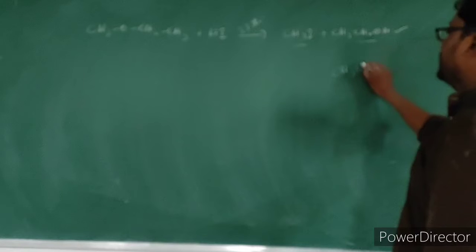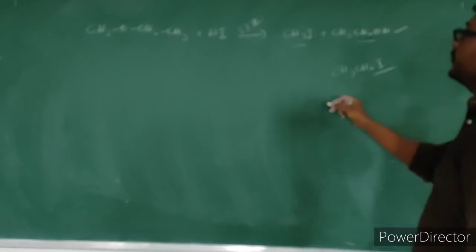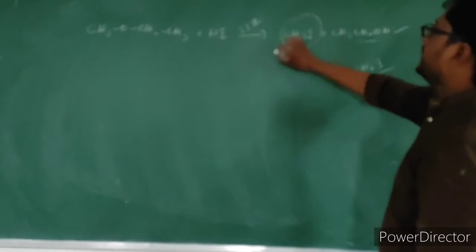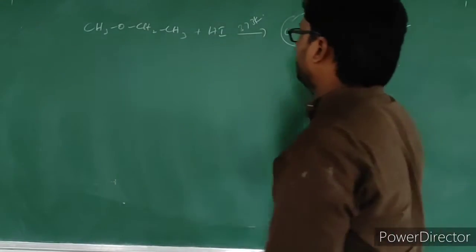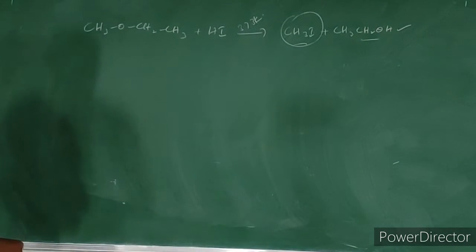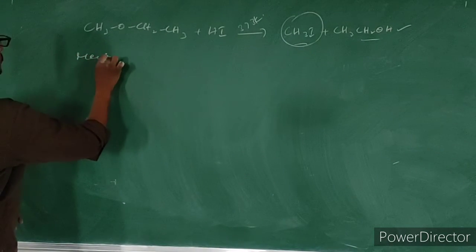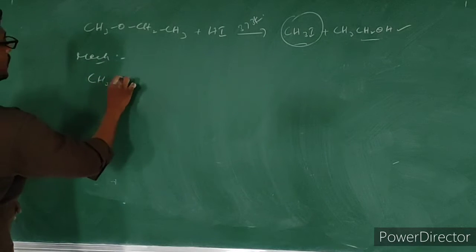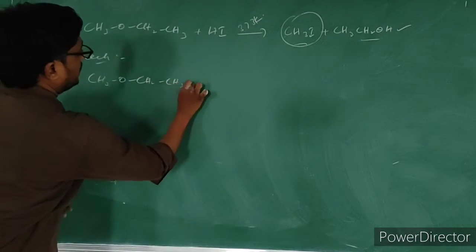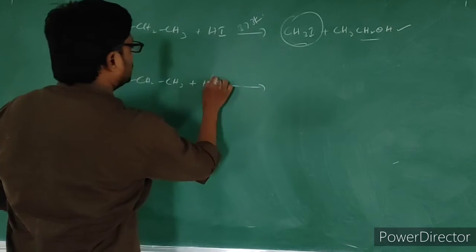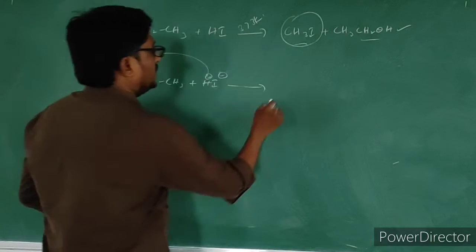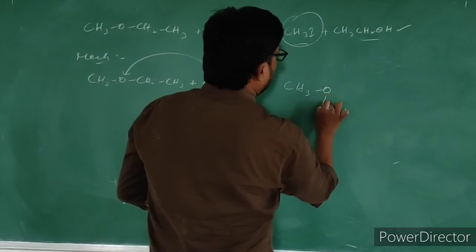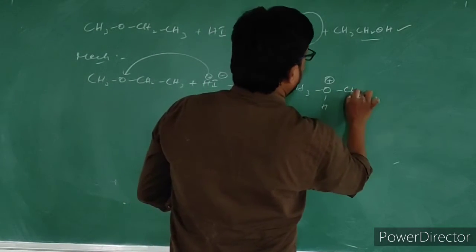Why is ethyl iodide not getting produced? Why is CH3CH2I not produced? Why is methyl iodide preferred rather than ethyl iodide? The reason is found in the mechanism. CH3OCH2CH3 reacts with HI, hydrogen iodide, H plus and I minus. H plus will come and attack this oxygen. Then it will form an oxonium ion in this way.